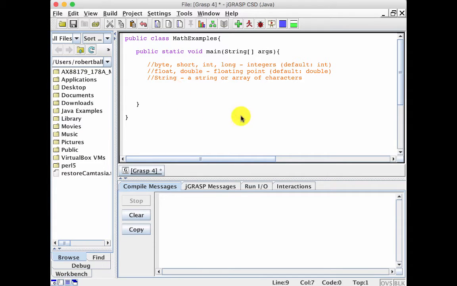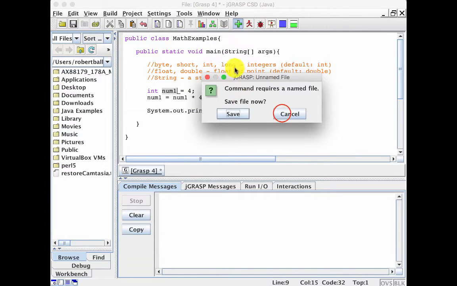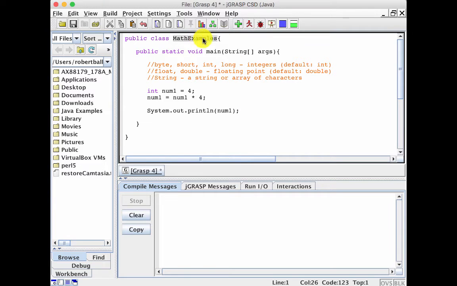So let's focus right now on the integer and the double. What can we do in terms of math? So let's create an integer. I'm going to call it num1. It equals 4. Well, that's really boring. So let's do something like num1 equals num1 times 4 and print that out. System.out.println(num1). Well, num1 equals 4, and then num1 equals num1. Well, what is num1? Oh, it's 4. So what's 4 times 4? It should be 16.